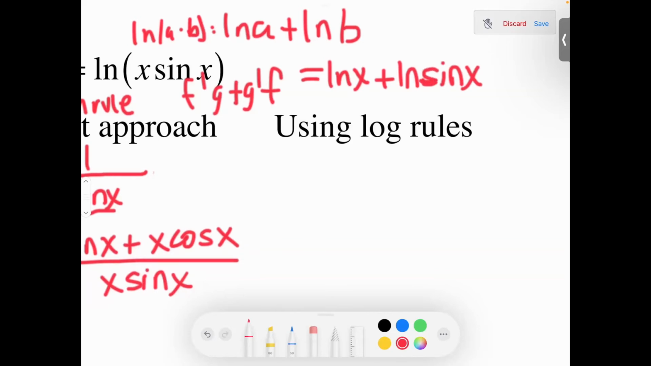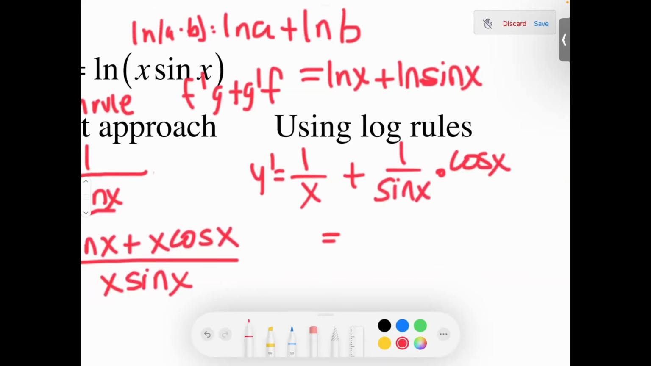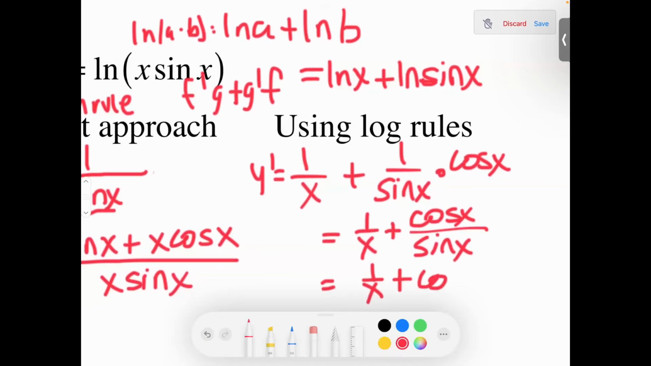Derivative of ln x is just 1 over x, so y prime would be equal to 1 over x. Derivative of ln of sine x would be 1 over sine x times derivative of sine x, which would be cosine x. So we get 1 over x plus cosine x over sine x. So that would be 1 over x plus cotangent x.